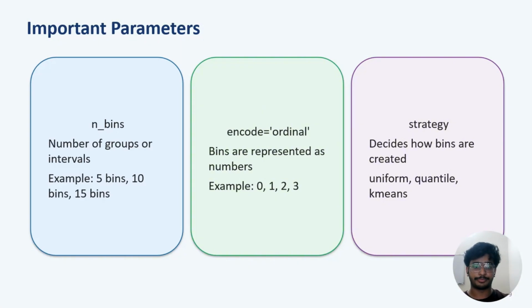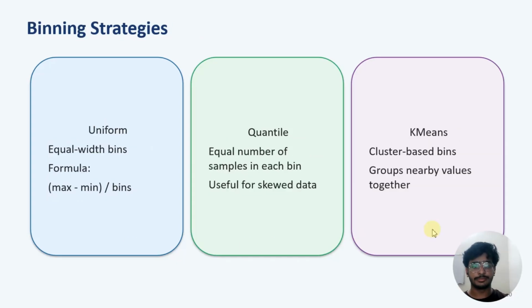And then comes the binning strategies. There are 3 important strategies: uniform, quantile, and K-means. In the uniform strategy, we create equal width bins. For example, if the age ranges from 0 to 100, and we create 5 bins, then each bin will have a width of 20: 0 to 20, 20 to 40, and similarly. And what's the formula for that? You can get the formula in the notes.